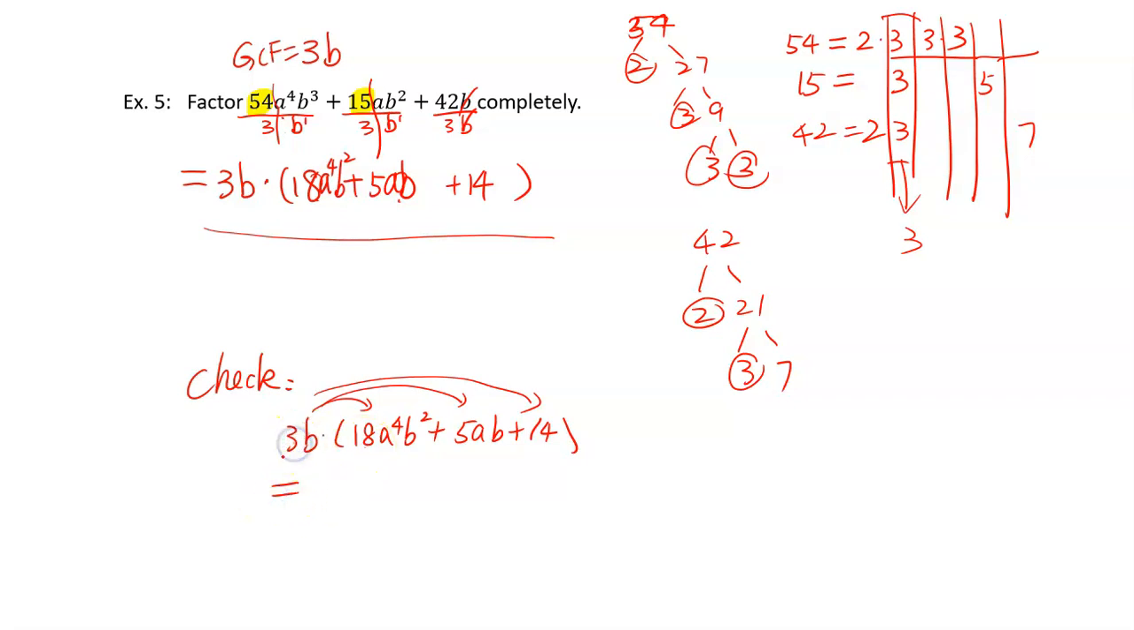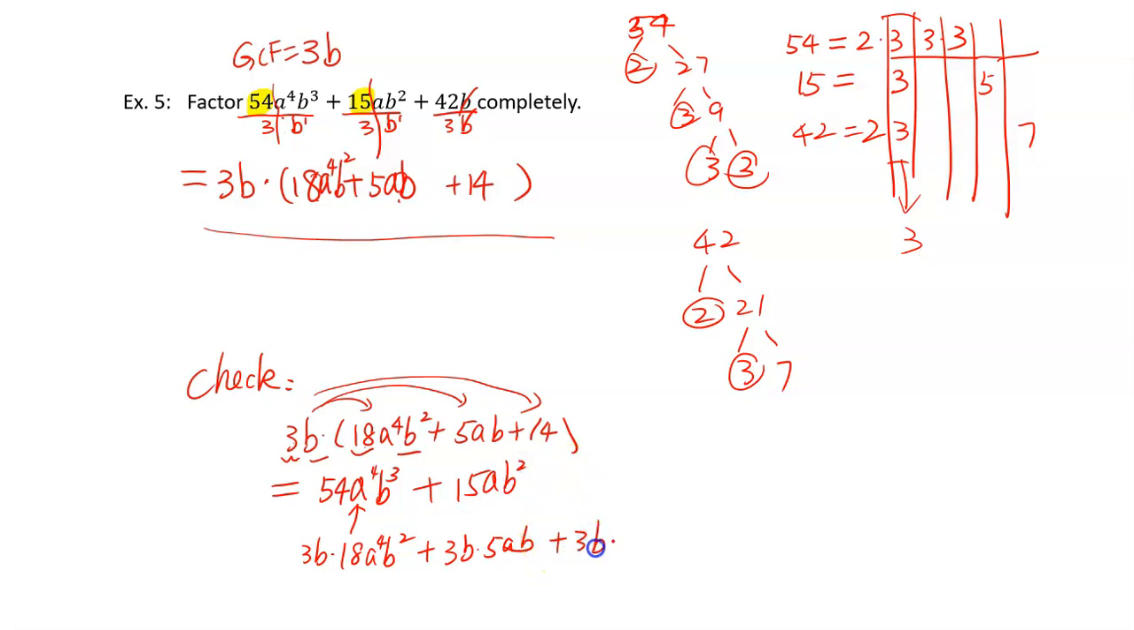For example, 3 times 18 is 54, and b times b squared is b cubed, and a to the fourth we just bring down. So we're multiplying 3b and 18a^4b^2. That gives us that. Then you multiply 3b with the 5ab. That gives us 15ab squared. And finally, you multiply 3b with 14. That gives us 42b. After you multiply your answer out, if you can go back to this and it matches the problem given, that tells you your factoring is correct.